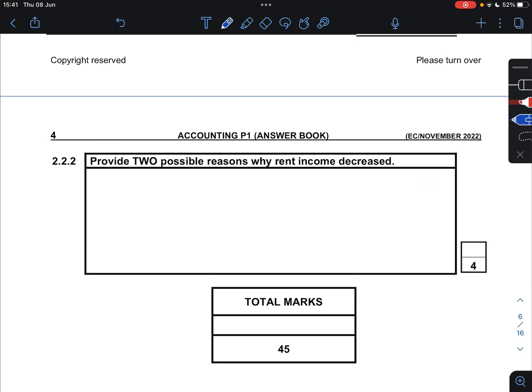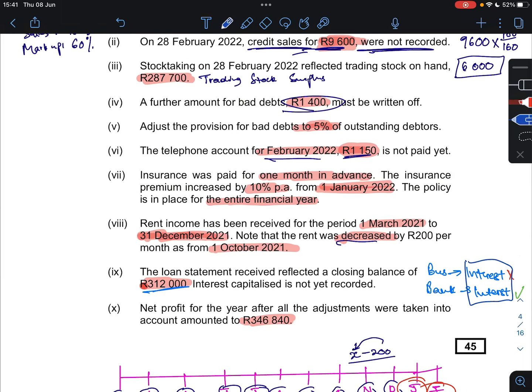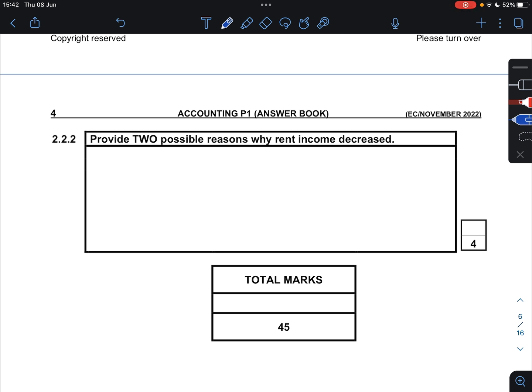And then we move on to the last question, which asks us to provide two possible reasons why rent income decreased. Okay, so if you could look at this paper, it is really general, and it was in 2021 and 2022. So these were the times of COVID, and you might want to think outside the box here, because people lost their jobs. Let's say maybe the tenant couldn't afford to pay a higher rent, or maybe they got a better offer, so they decided to tell us, no, I'm going to be moving. And then we said, no, we can maybe negotiate, or we can decrease the price. So those are the possible answers that you might want to use here.